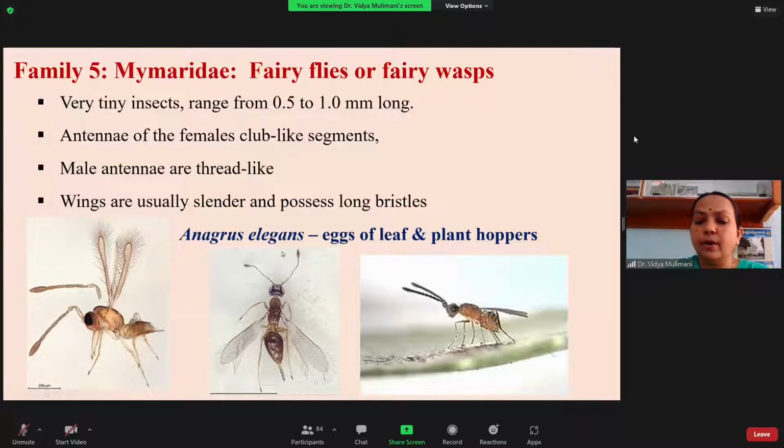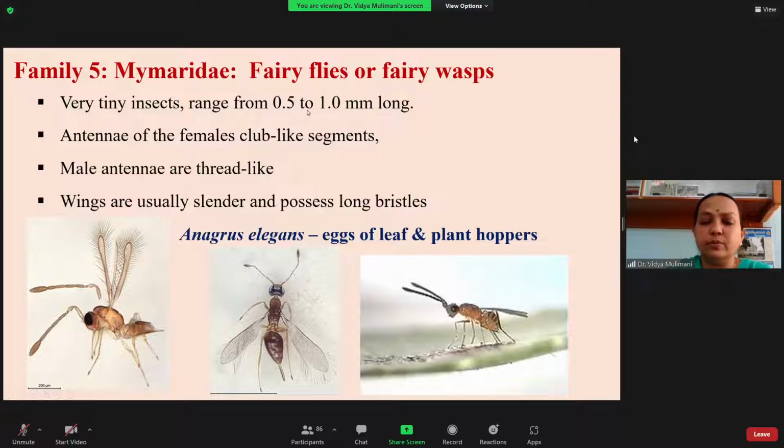Next you have the family Mymaridae. You have heard about the Mymaridae as the members of the smallest insects. They are around 0.2 mm. I think you might know Kikiki huna, the smallest insect, reported from NBAIR Bangalore. They are called fairy flies or fairy wasps because of their beautiful appearance. You can see the wings are long and slender, and they are provided with hairs on all three sides.